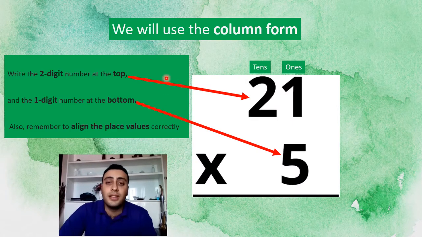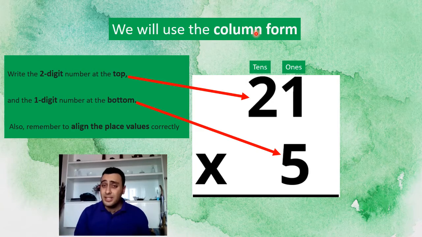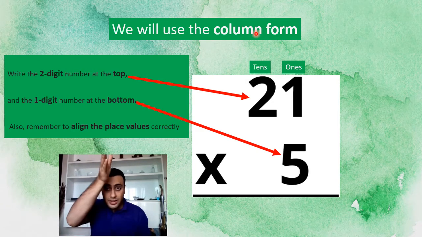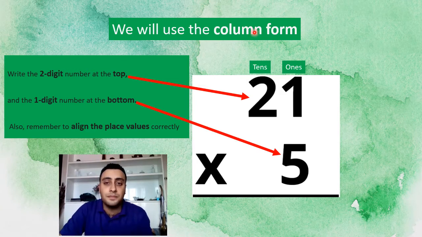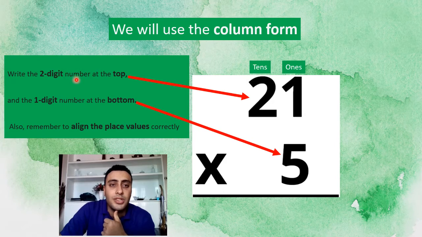We can write it in column form. What is column form? It means write it like this, vertically, okay? You write it like this. So, how do we write it? Look at here. Write the 2-digit number at the top, 21, and write the 1-digit number at the bottom, okay?